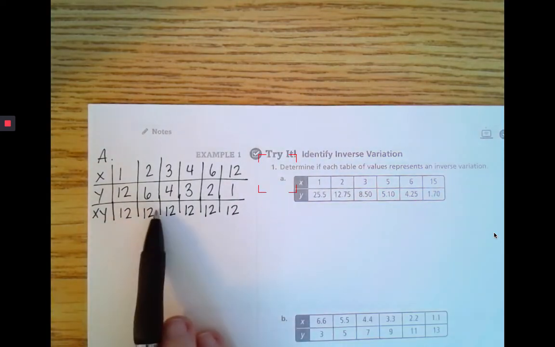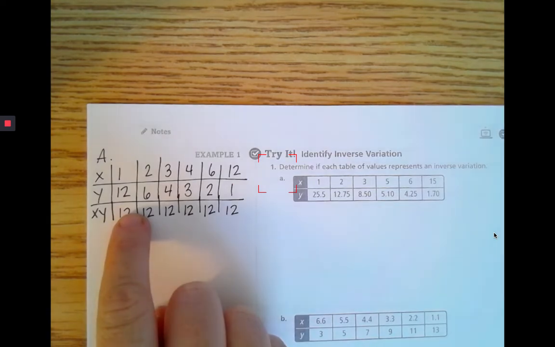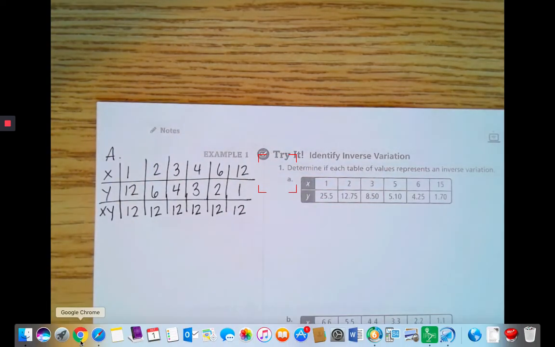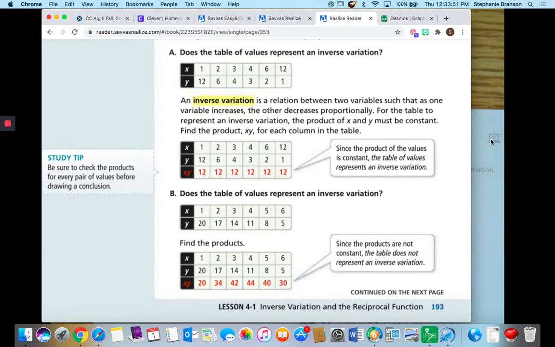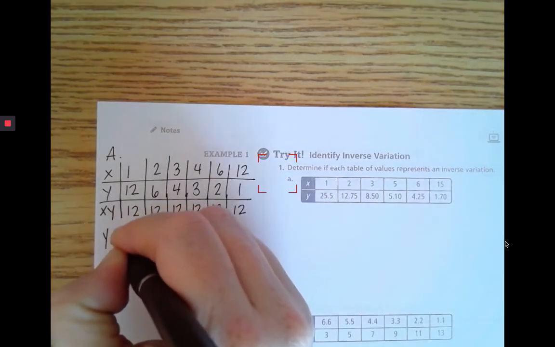So because it is constant, because it is the same throughout each x value times its y value, they say it does represent an inverse variation. So I wrote, yes, constant of variation is 12.